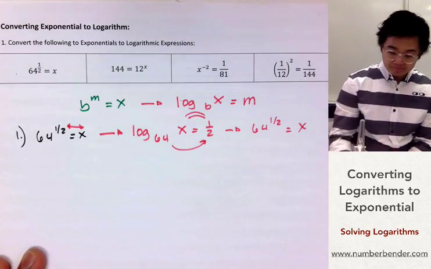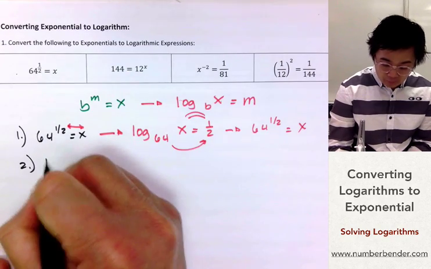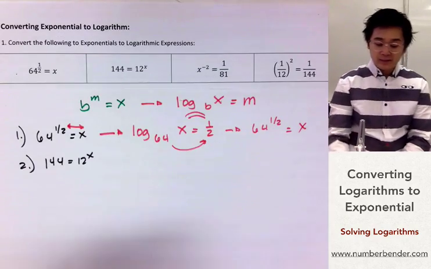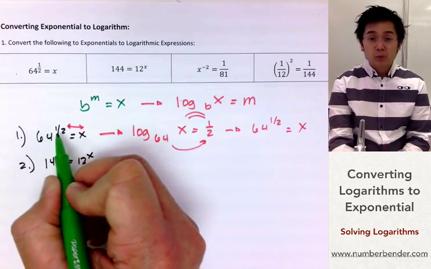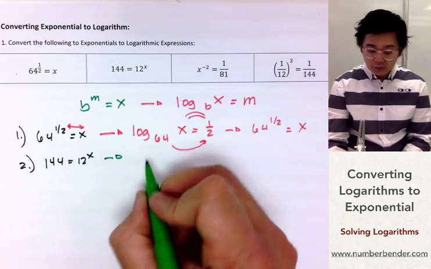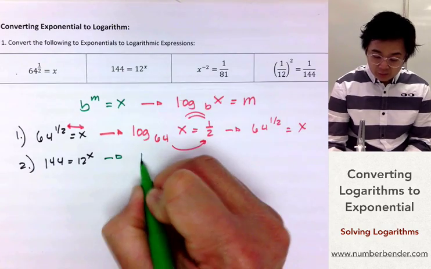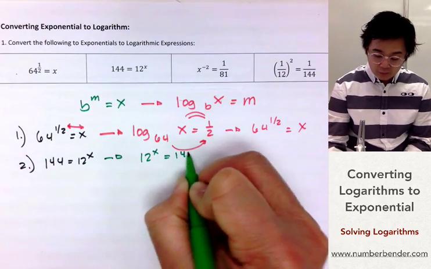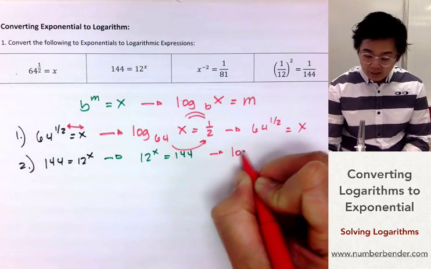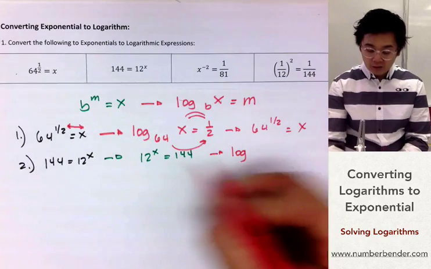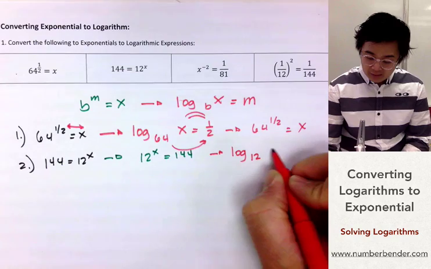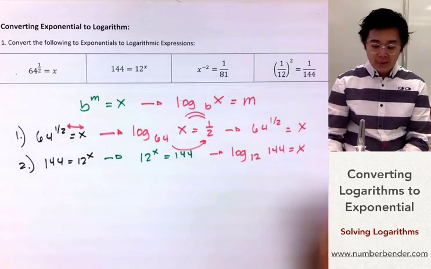So for number 2, I have 144 equals 12^x. And this particular problem again, I'm more used to seeing the exponent on the left side equal to a real number. So I'm going to modify my equation into 12^x equal to 144. And in this way, I could easily change it into logarithm by my visual. Log of base, which is 12, and then interchange 144 and x. So log of 144 base 12 equal to x.